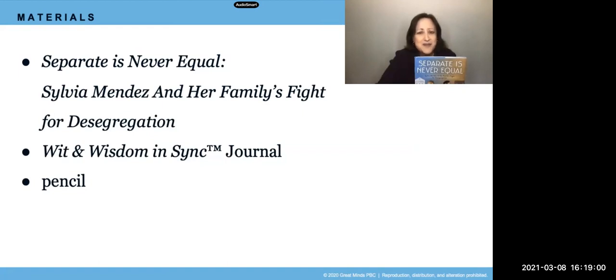Today, we'll be looking at the cover of Separate is Never Equal, Sylvia Mendez and her family's fight for desegregation. If you have your own copy of this book, you can grab that along with your journal and your pencil. If you do not have a copy of this text, no worries. I'll be showing the cover on the screen. Pause here to grab what you need and just hit play when you're ready to continue.